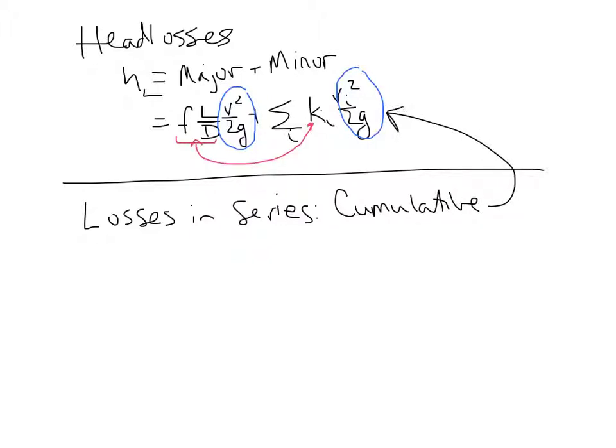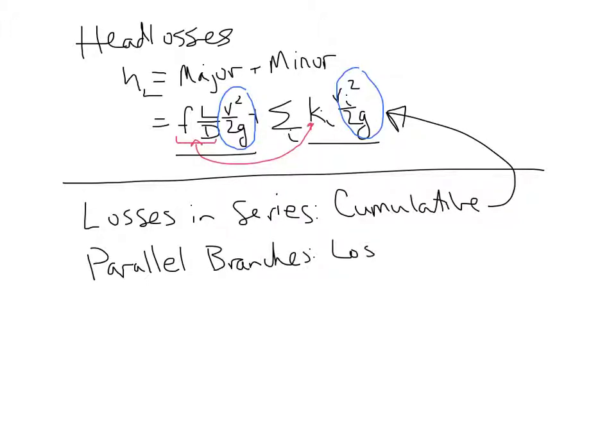That's what's assumed here, that we have a frictional loss, we have a series of minor losses that are simply added up. For parallel networks, the losses have to be equal. So for parallel branches, the losses are the same along each branch. That sets up an additional equation that can be used to solve for how flow splits in a branching network.